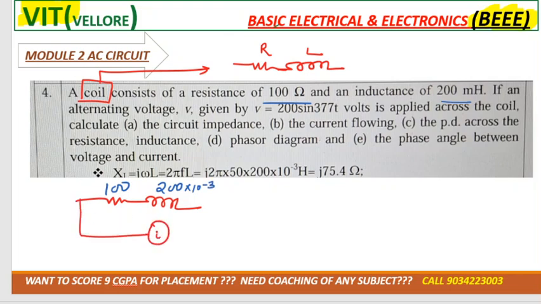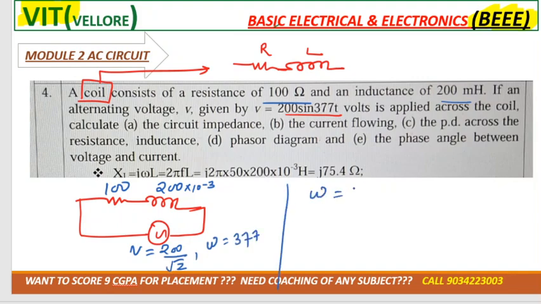If an alternating voltage is given like this, what is the voltage? 200 by root 2, because they give it in equation form. Okay, and omega is how much? 377. So from omega is equal to 2 pi f, you can get the value of frequency f, right? Then after that they ask you to calculate impedance.